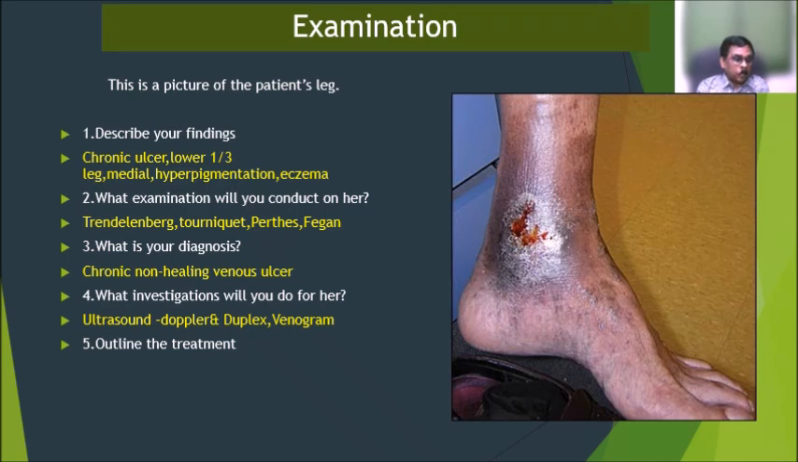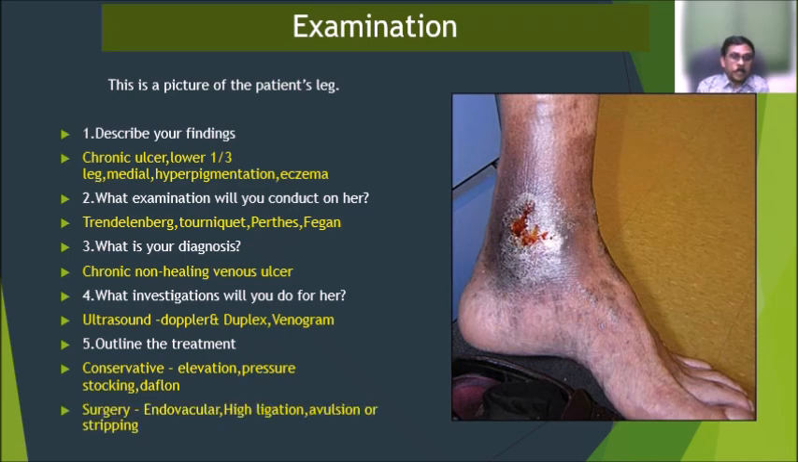Question 5. Outline the treatment for the patient. Initially, the patient will be treated conservatively with elevation of the leg, pressure stockings, and the use of venotonic medication. If these do not help the patient, then surgical procedures will be undertaken. First, we have the non-invasive procedures such as the endovascular procedures, then surgical procedures such as ligation, avulsion, or stripping of these varicose veins.